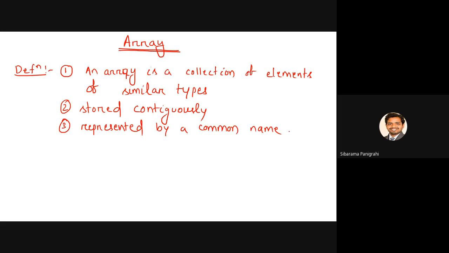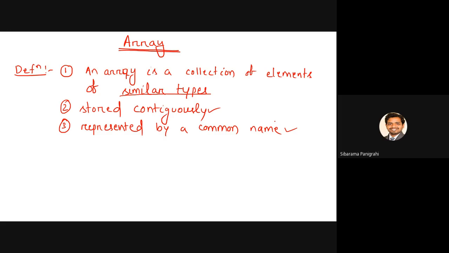So what is an array? An array is a collection of elements of similar types stored contiguously, and represented by a common name. So you see, if I ask you why we use an array.